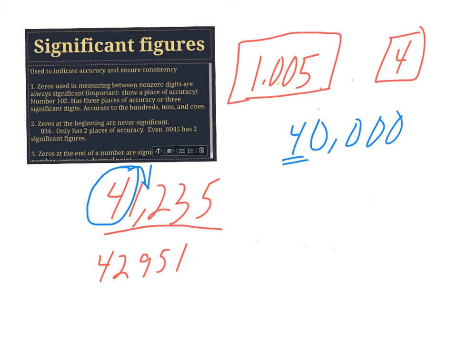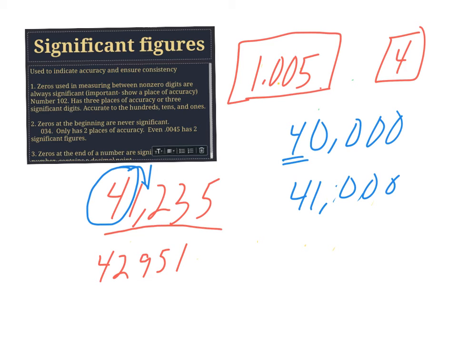If I wanted to round 41,235 to 2 places of accuracy, then my answer would be 41,000. Again, that would have 2 places of accuracy.